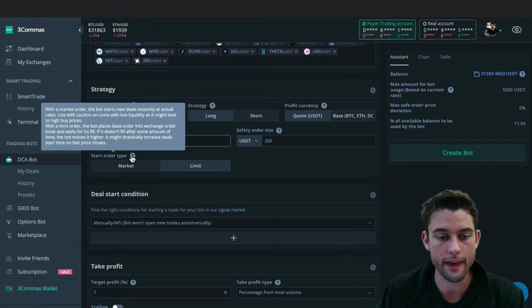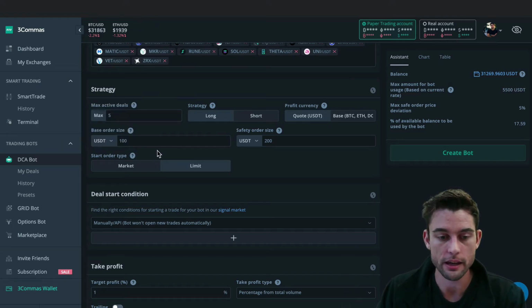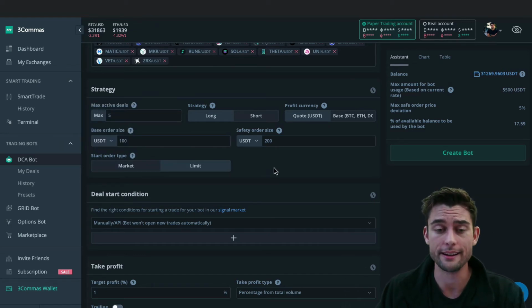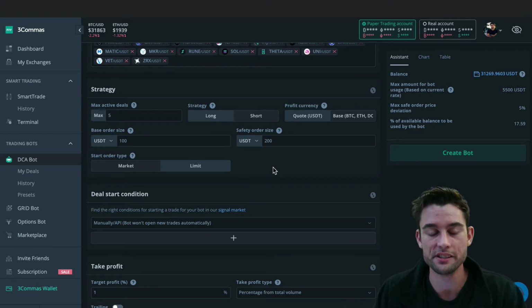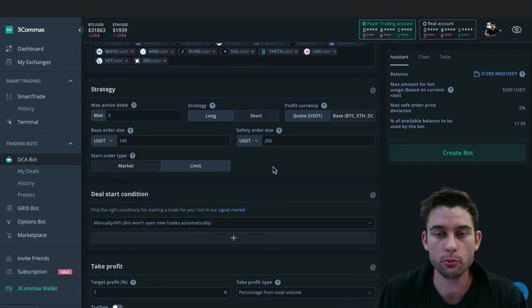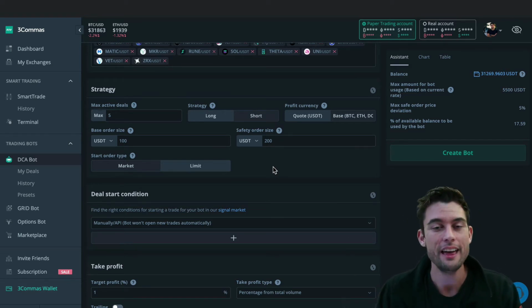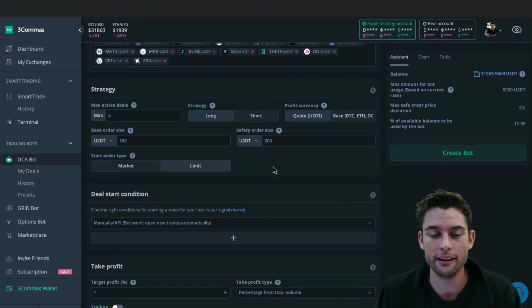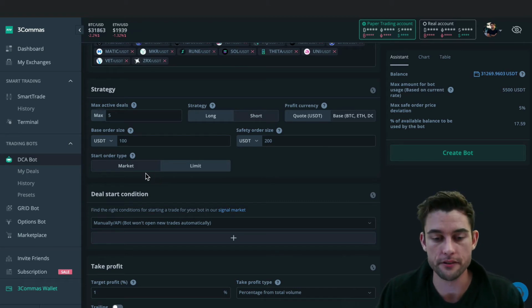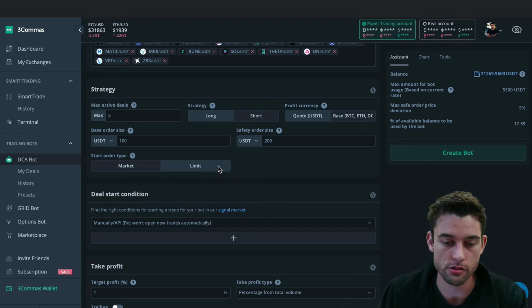And then underneath that, we have start order type. It's either market or limit. I really don't like to get hit with fees. I want to reduce the amount of fees as much as possible. When you're dealing with bots that trade 24/7, they could put on a lot of trades. And every single time a bot puts on a trade, just like when you put on a trade, if you use a market order, you're going to be hit with higher fees. Limit orders have less fees, so I always like to choose limit order.